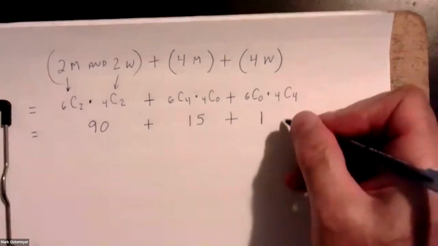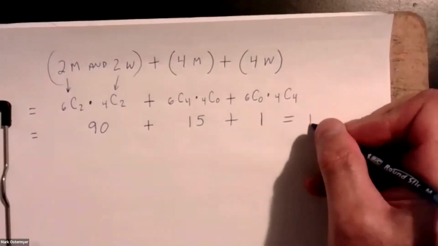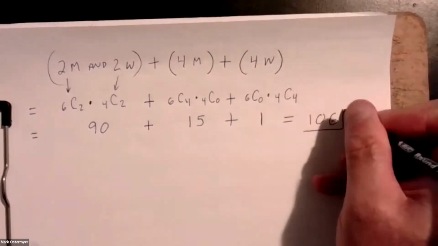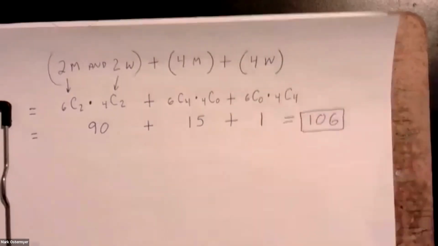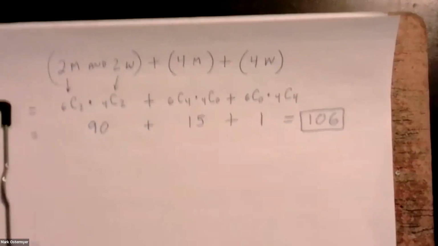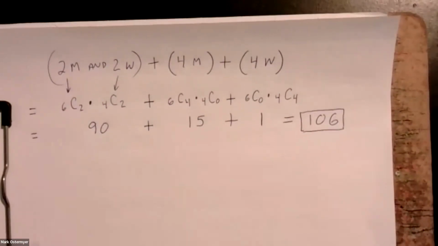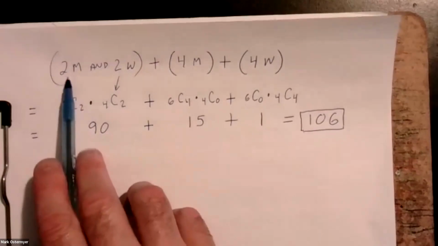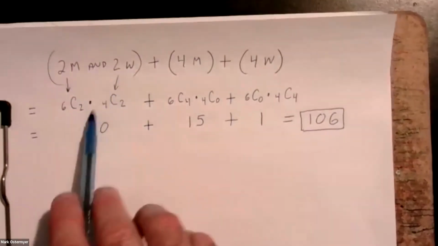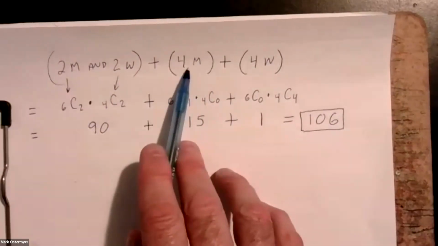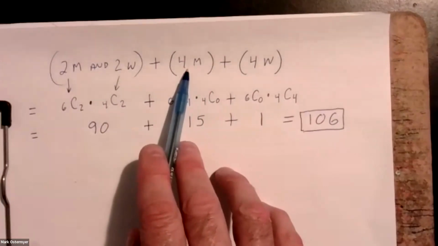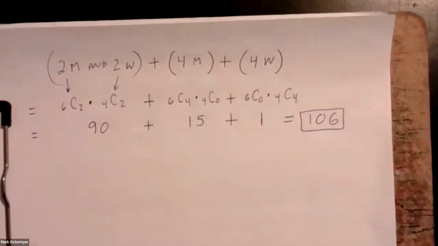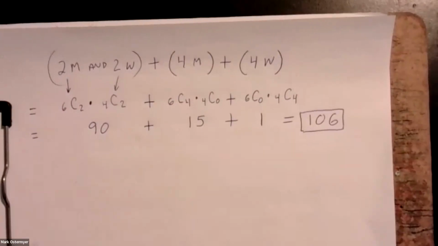So when you add all these together, you're going to end up with 106. So there's 106 different ways of forming a committee of 4 students, where either we must have equal gender on the committee, or we must have all 4 men or all 4 women. Okay, 106.